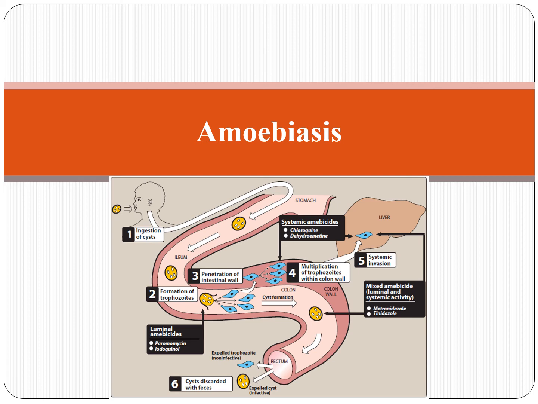Then after penetration of the intestinal wall, the protozoa can multiply within the colon wall, and this can also result in systemic invasion, which can transmit it to the liver. The presence or multiplication of the trophozoites within the wall can be treated by systemic amoebicides such as chloroquine and dehydroemetine.